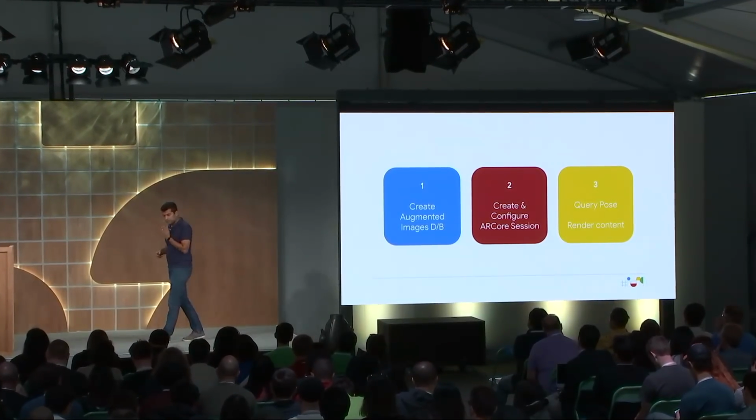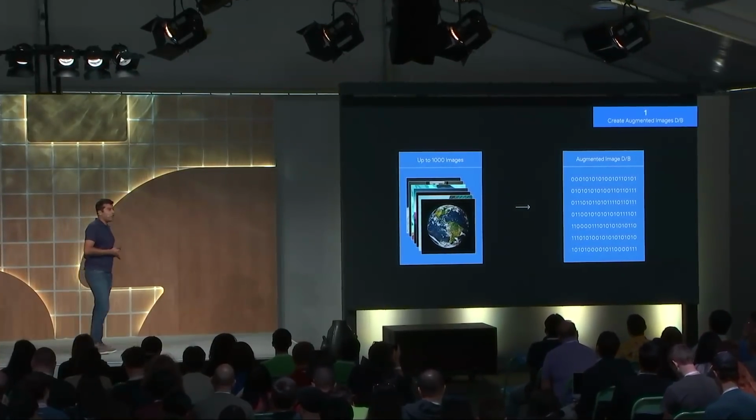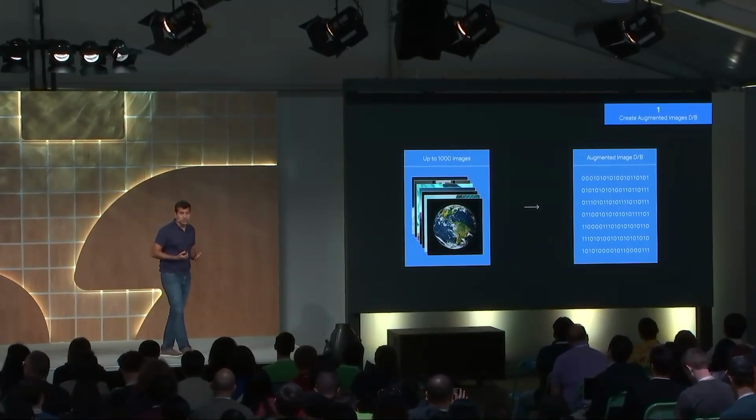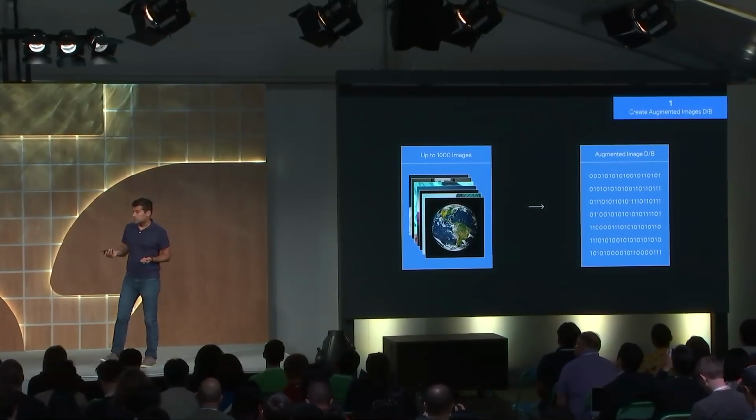Let's go through each of these steps. In the first step, you'll identify all the set of images that you would want to trigger experiences from. Today, we allow you to create a database of up to 1,000 unique images that your users can scan and trigger your experience. We provide you an offline tool that you can use to generate this database. We also provide you a way to do this at runtime in your app as well. For the code snippets that are going to follow, we're going to assume that an augmented images database has already been created offline.